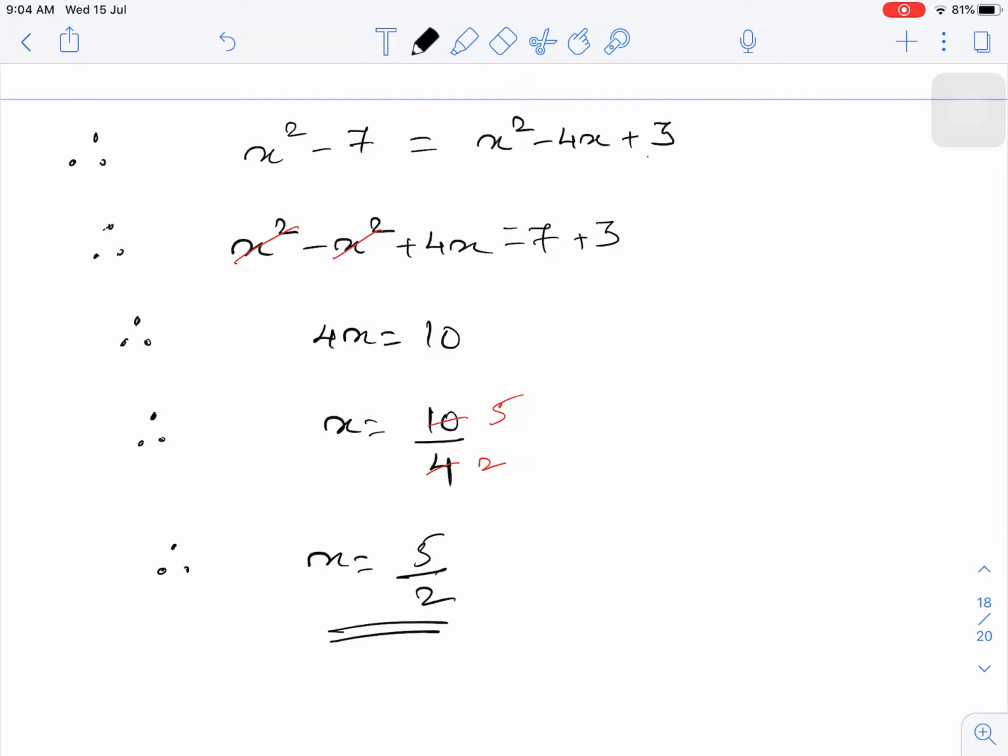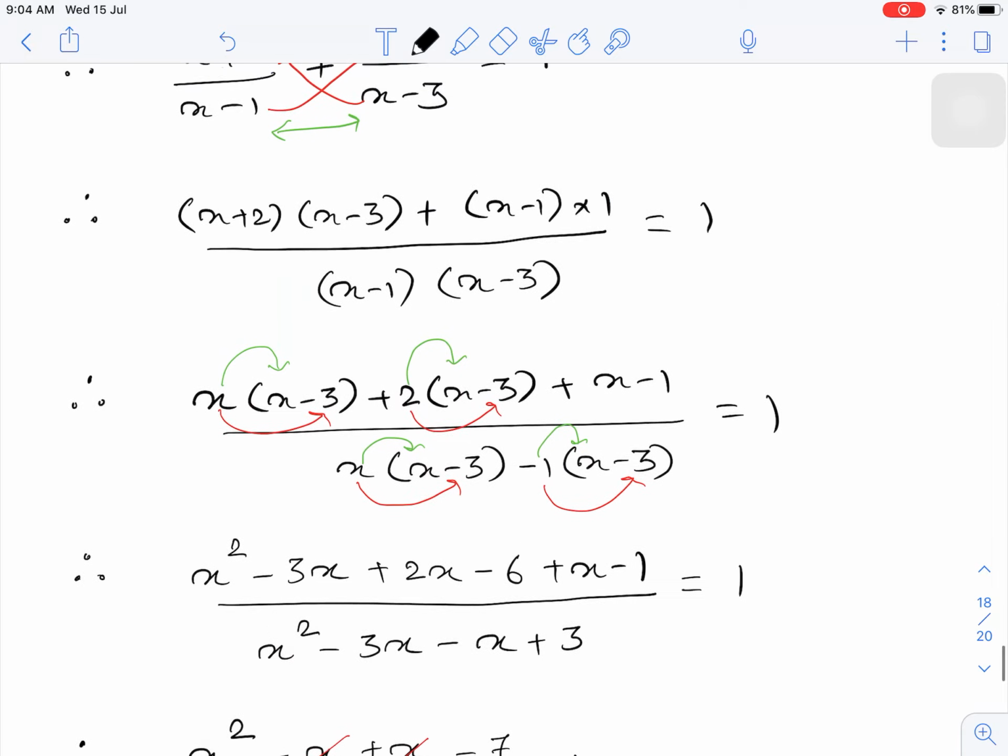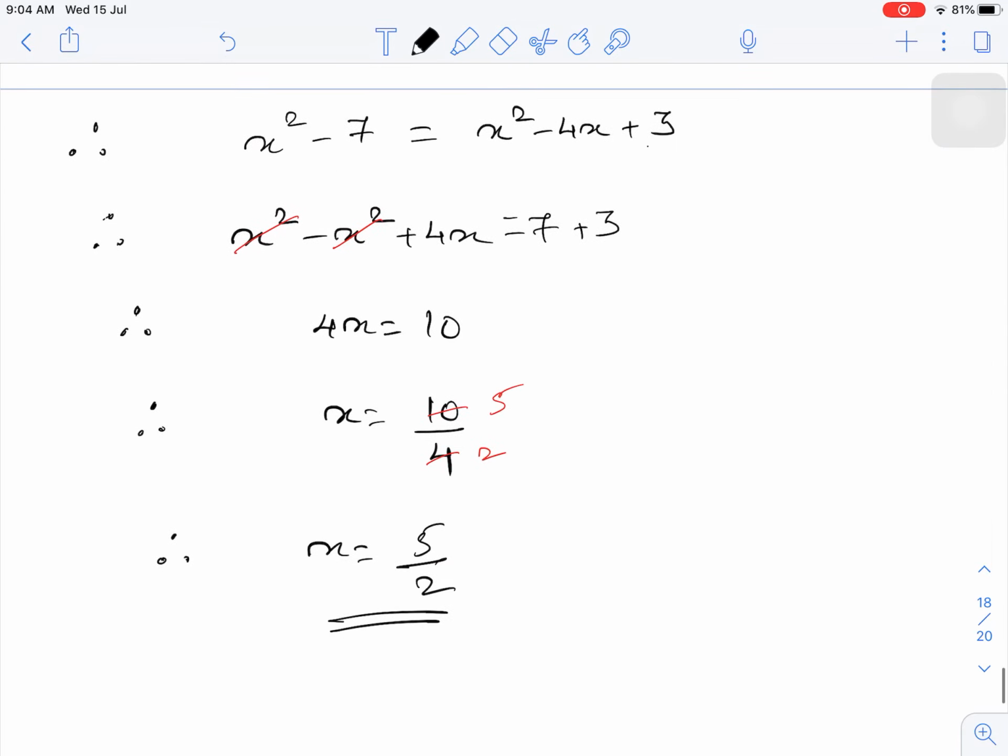So this much is enough for today. I will send some examples, you people have to solve them as an assignment.